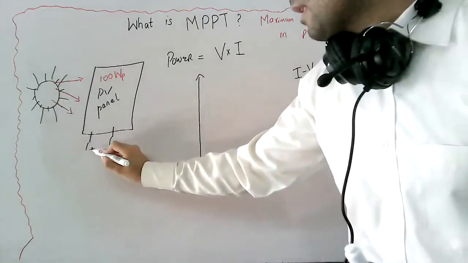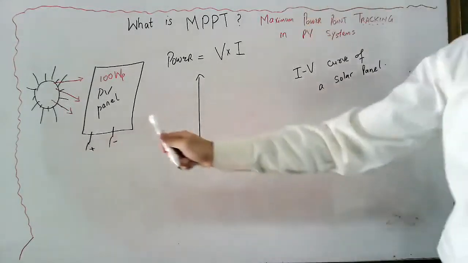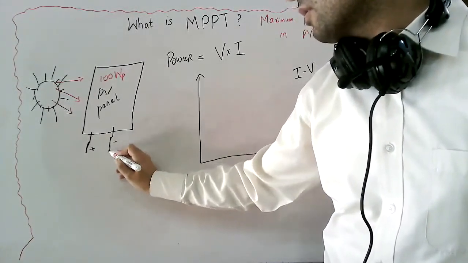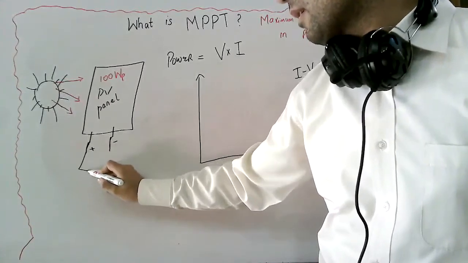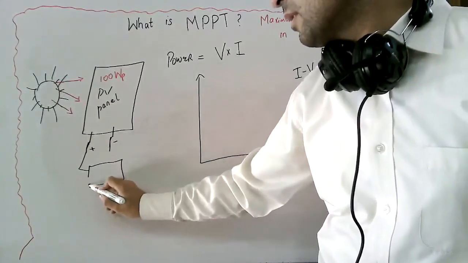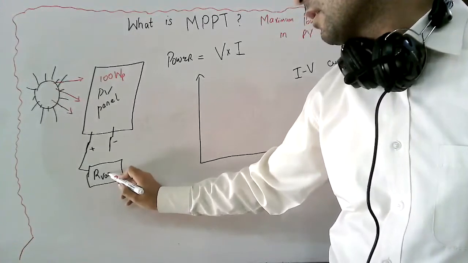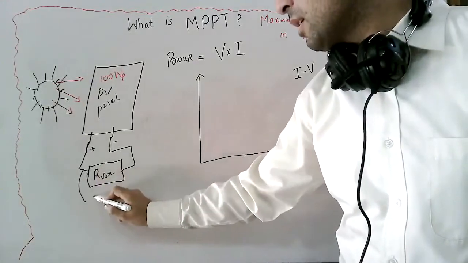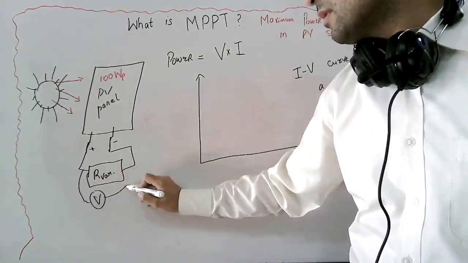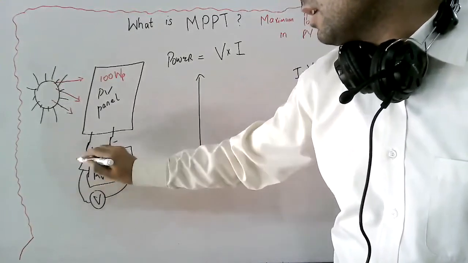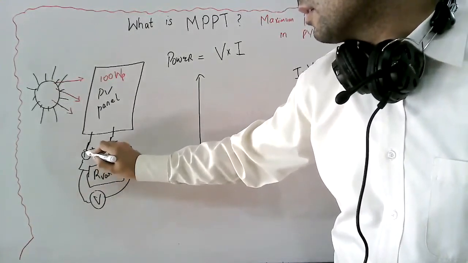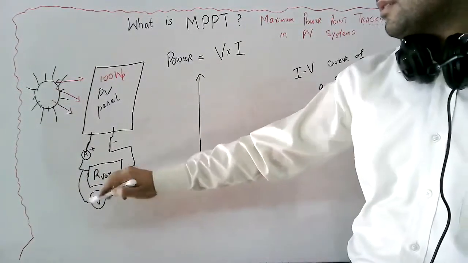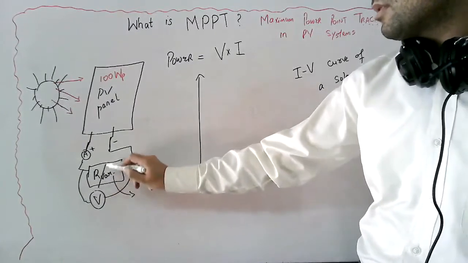Now look, this is the panel and it has 2 points, the positive and negative. What we are going to do is connect a variable resistance here, and we are going to measure the voltage, and we are also going to measure the current in amperes.